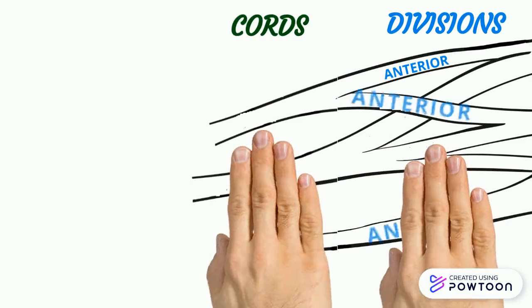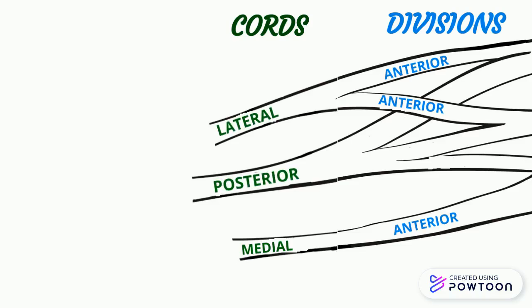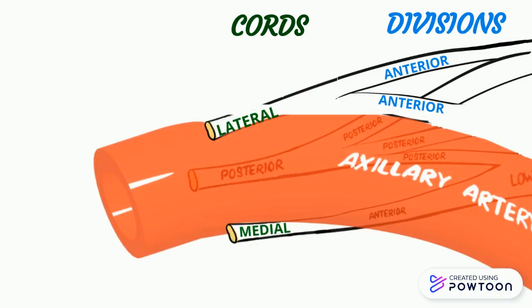Note that these cords, the medial, lateral and posterior, are named according to their position relative to the axillary artery and the anatomical position. The medial cord lies medial to the artery. The lateral cord lies lateral to the artery, and the posterior cord lies posterior to the artery.